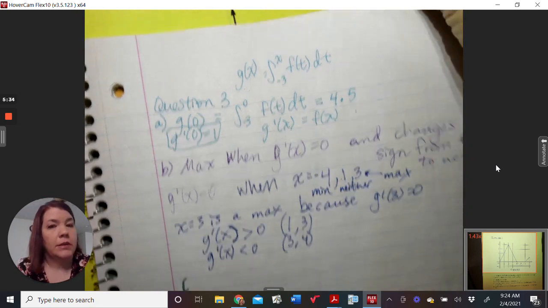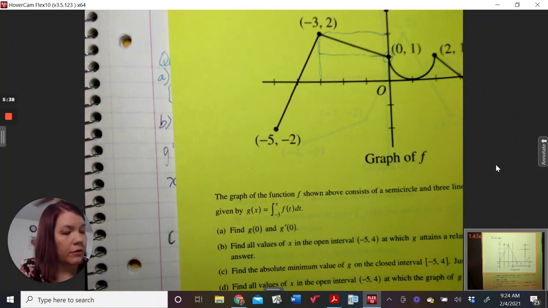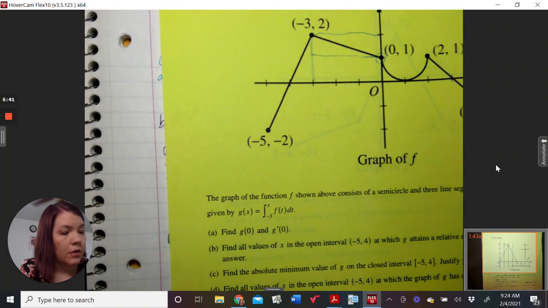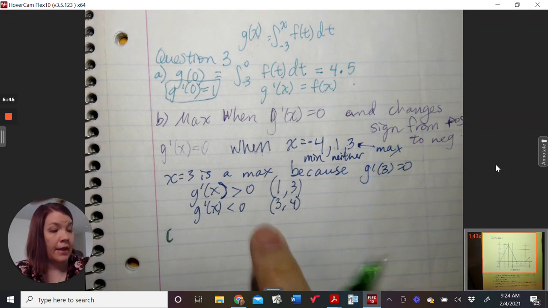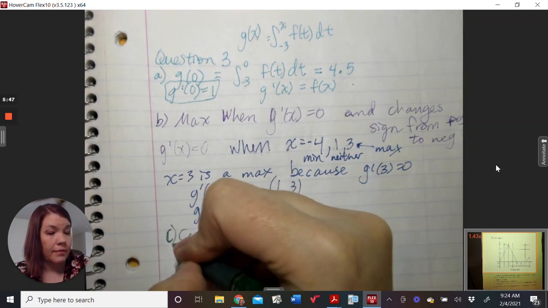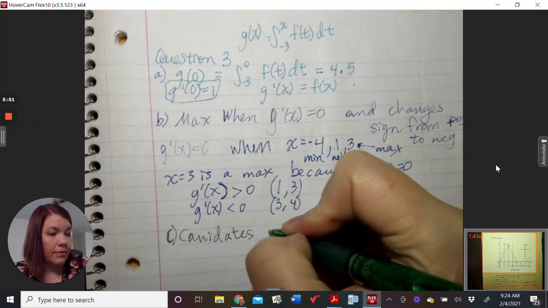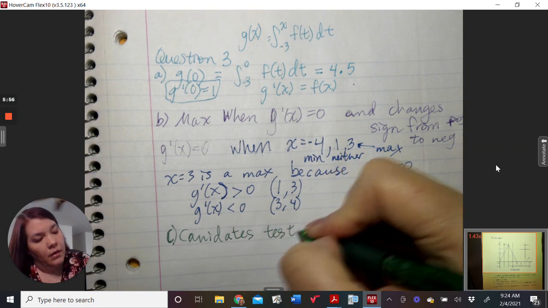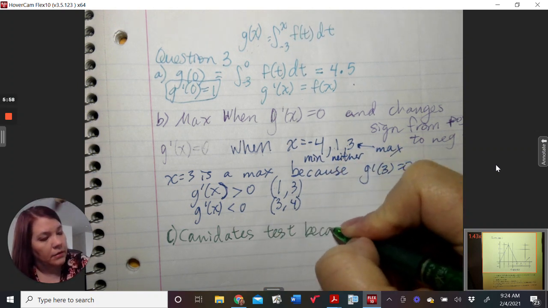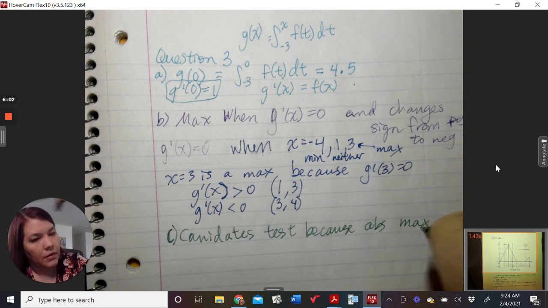Next is part C. Part C says, find the absolute min on the closed interval from -5 to 5. So we know that this is a candidates test. Candidates, yeah, because absolute min, excuse me.